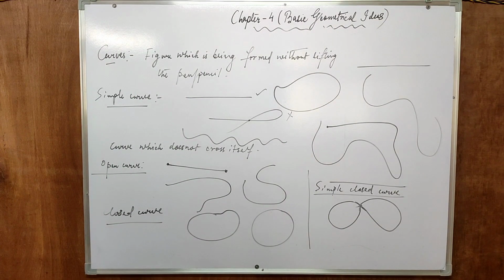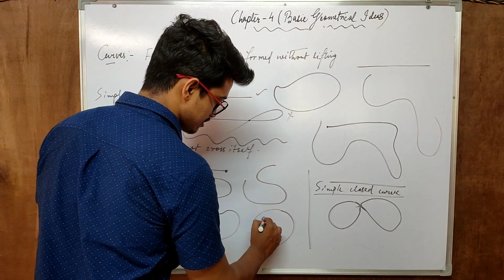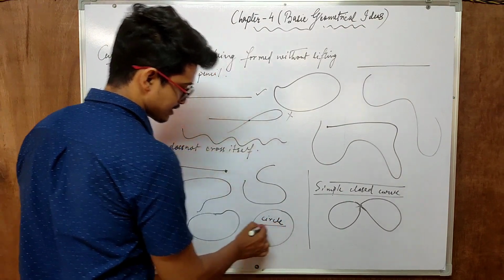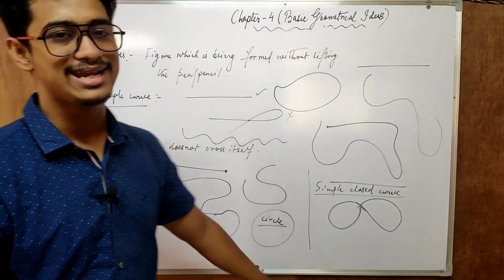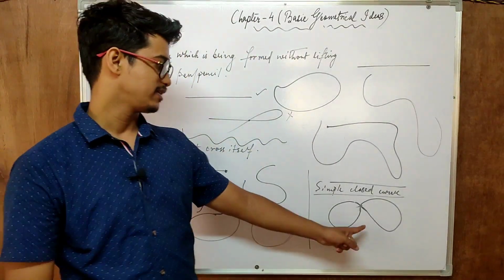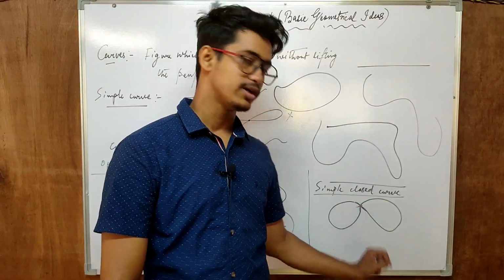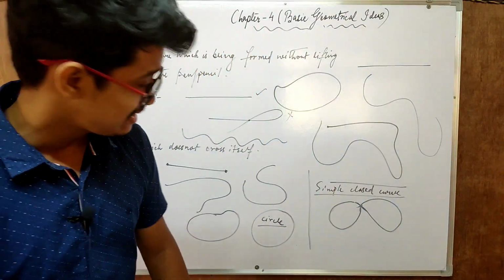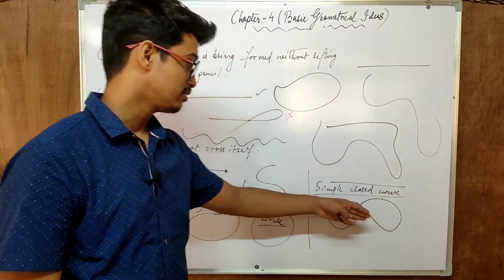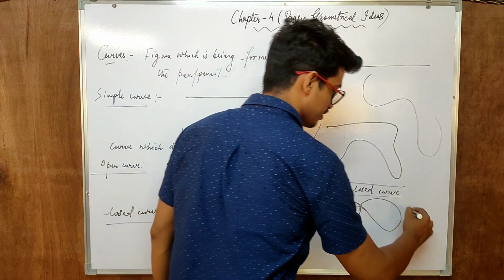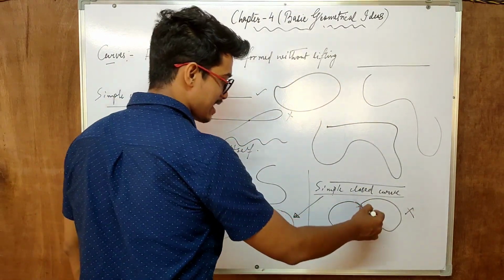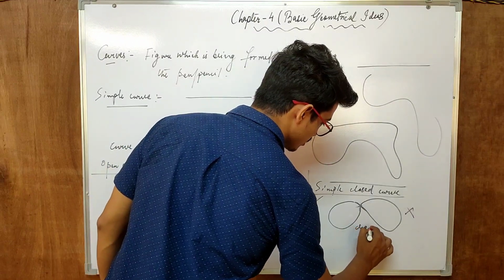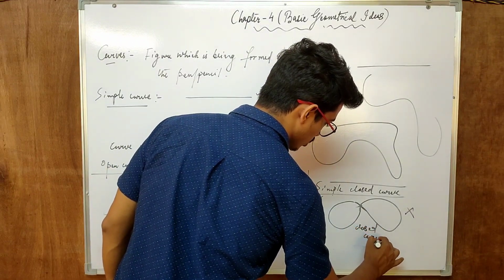So when we are talking about a simple closed curve, the best example is a circle. Yes, because we cannot find where it actually intersects, but in this figure I can easily find that this point is the intersecting point. So we can say that simple closed curves are not this figure. Simple closed curves are this one, but this is a closed curve. Is it clear to all of you?